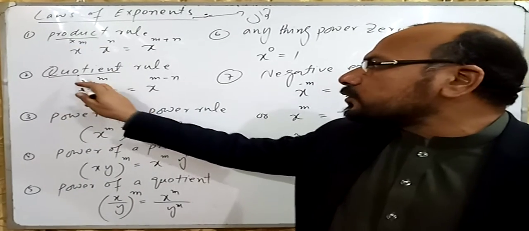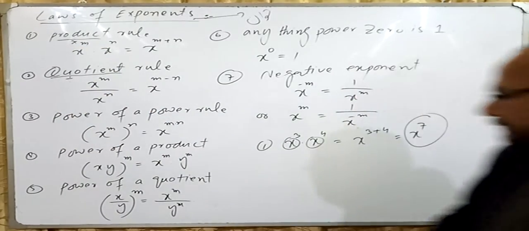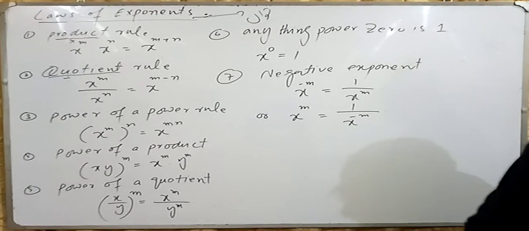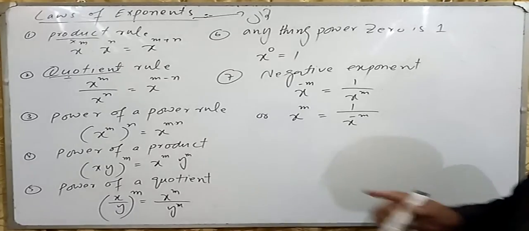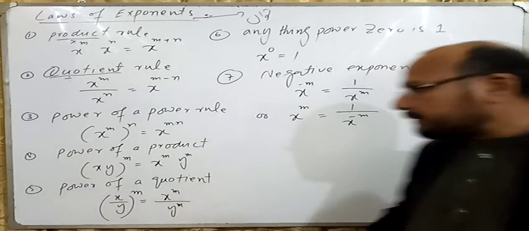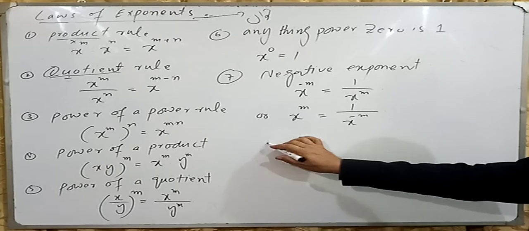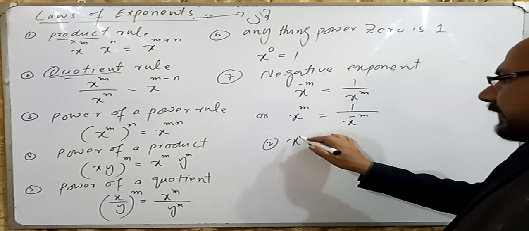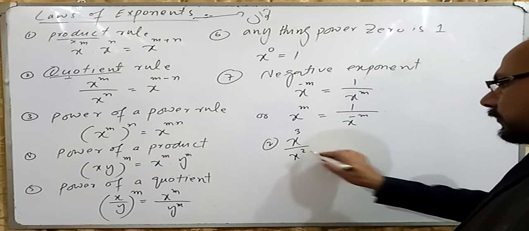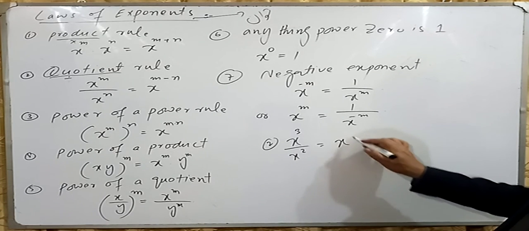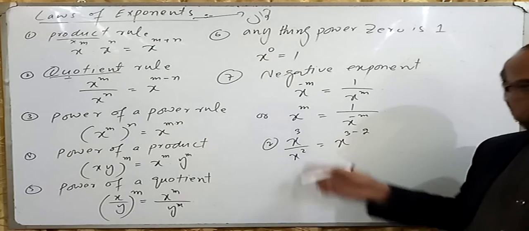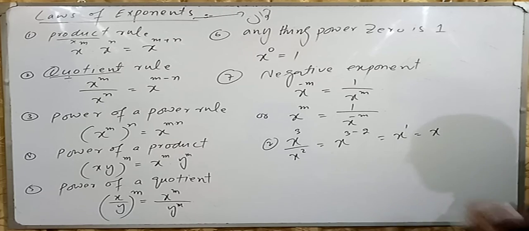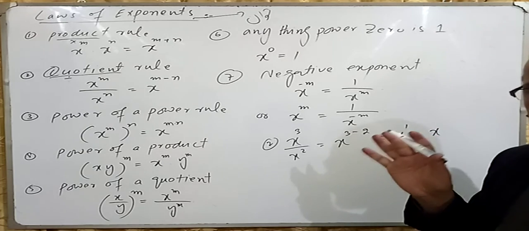And then the next one is quotient. Quotient means division. So in case of quotient, what do we have to do? We will subtract the powers. The power of the denominator will be subtracted from the power of the numerator. For example, for the second rule, suppose we have x power 3 divided by x power 2. So we can write x power 3 minus 2. So it will become x power 1, or only x. If we have power 1, there is no need to write power 1.